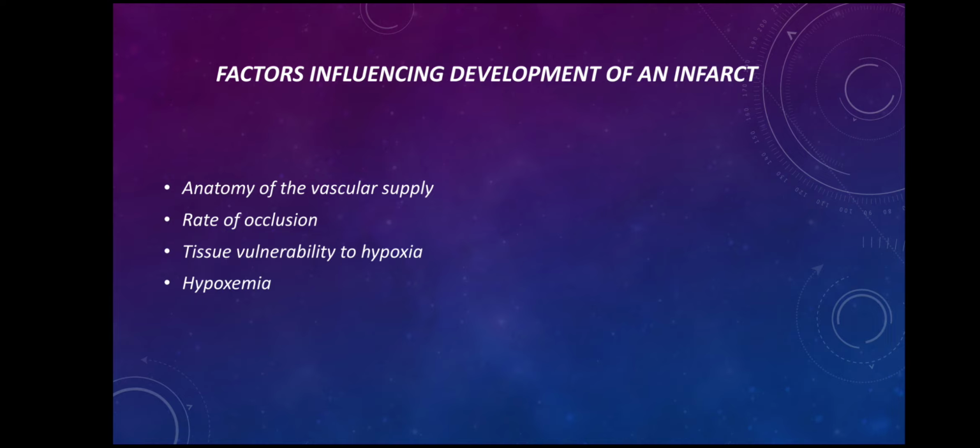Then tissue vulnerability to hypoxia is important, because certain tissues are more vulnerable to the lack of oxygen. The most important is the neurons. The neurons start degenerating within 3 to 4 minutes of hypoxia. Also in the heart, the muscles of the heart are very vulnerable to hypoxia, and they take 20 to 30 minutes to die by ischemia.